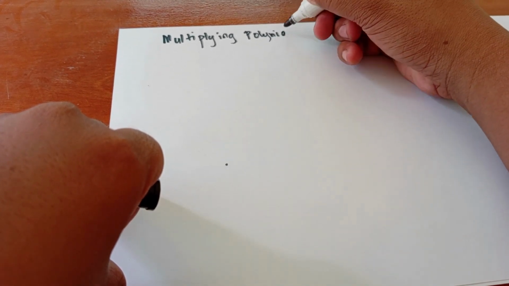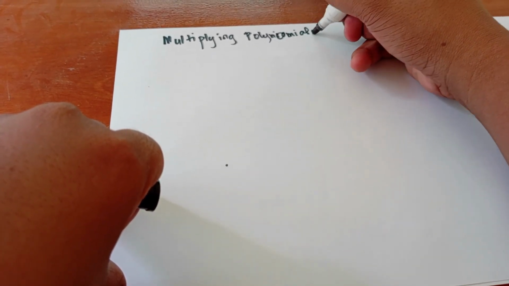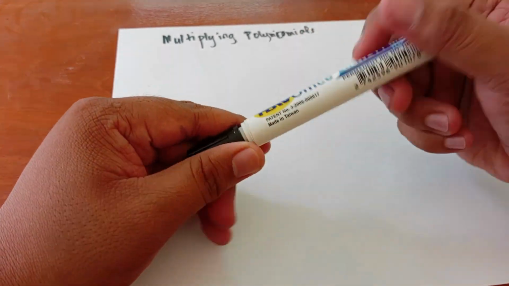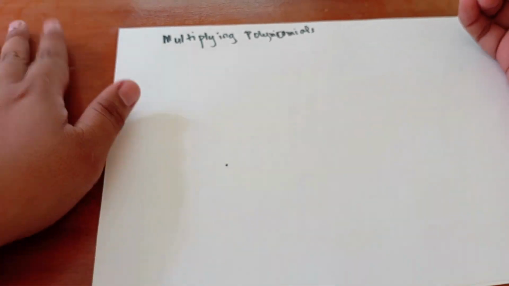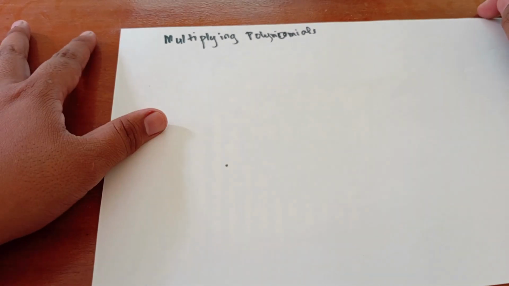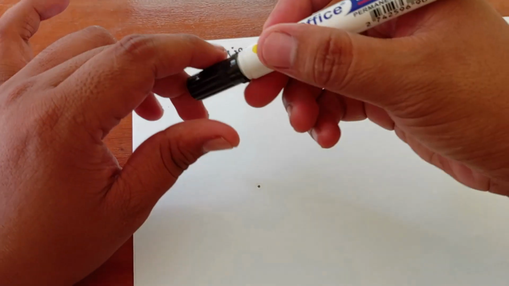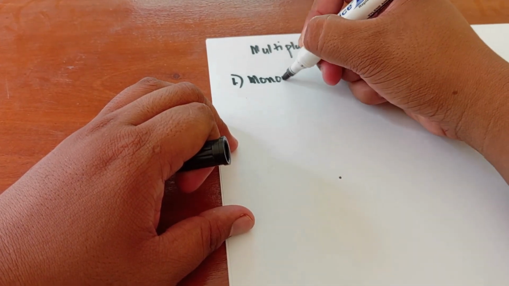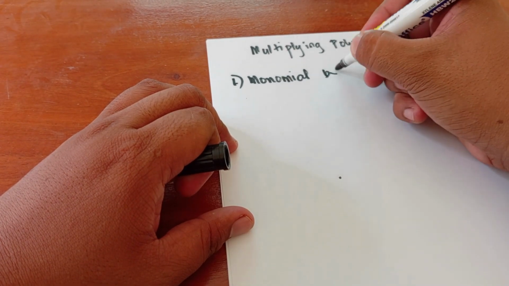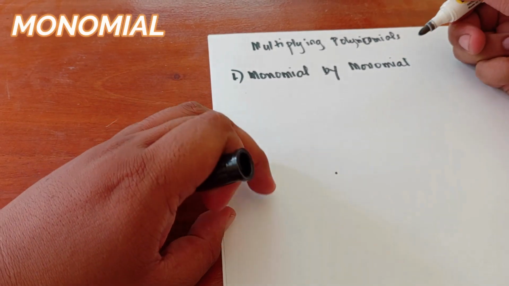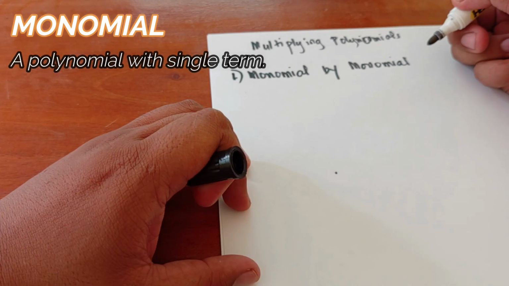It is known that polynomials have different types based on their degrees, such as monomial, binomial, and trinomial. But the steps in multiplying polynomials are still the same, even though they are in different types. Say for example, when we multiply a monomial by another monomial. So what is a monomial? A monomial is a single term polynomial.